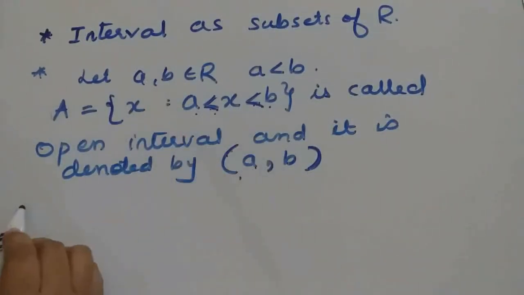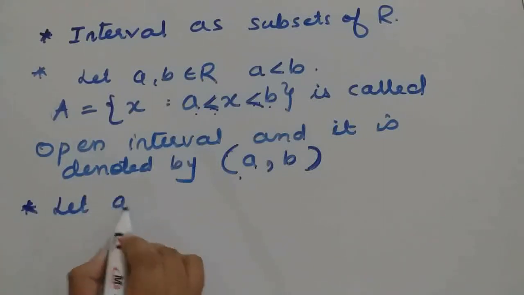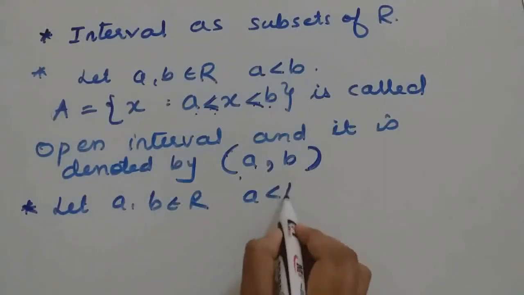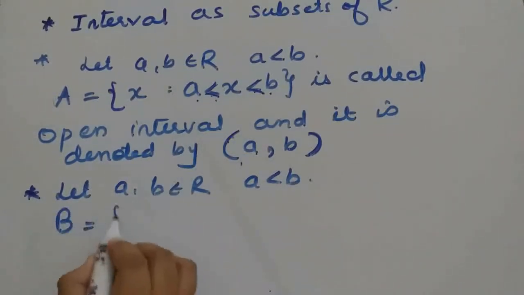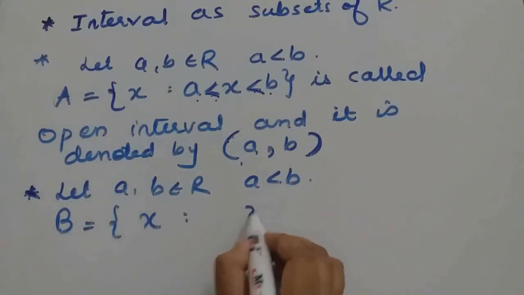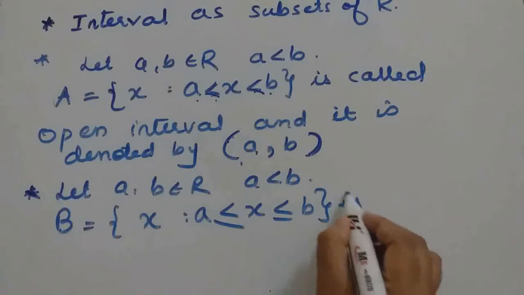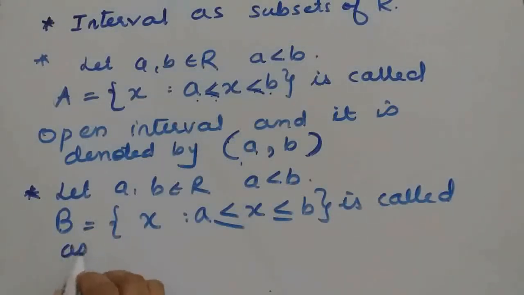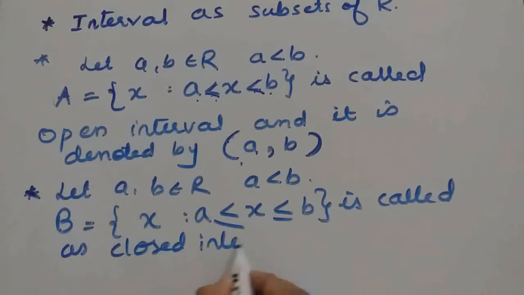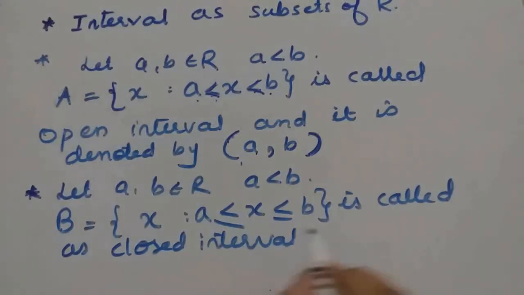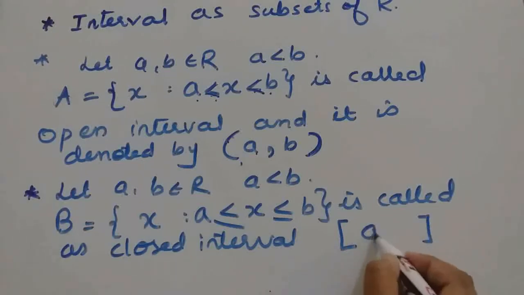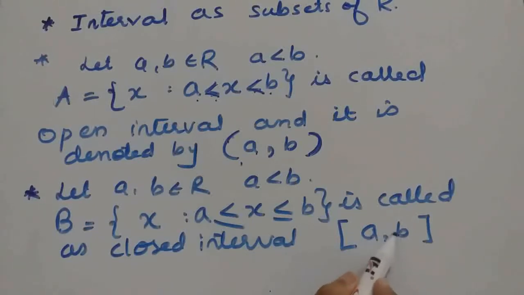Whereas suppose a, b belong to R, a is less than b, and the set of elements x such that x is greater than or equal to a and less than or equal to b, then this is called a closed interval. It is denoted by a square bracket a comma b. So what does it indicate? All the numbers between a and b are there in this set, including a and b also.